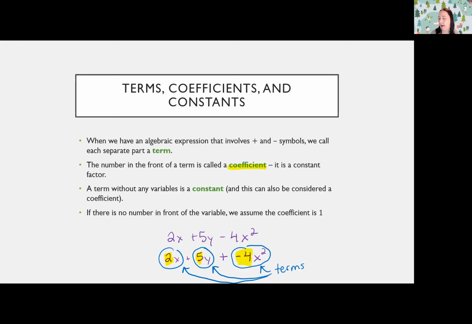If you have something without variables, it's called a constant. So let's say I had this expression I added on plus 10. So 10 doesn't have a variable, so that is called a constant. It's still a term, and sometimes that's called a coefficient, and the coefficient is 10, but it's just kind of by itself. So I will also highlight that. If there is no number in front of the variable, we always assume that the coefficient is 1. So you can put a 1 there if there's not a number there, if it helps you.